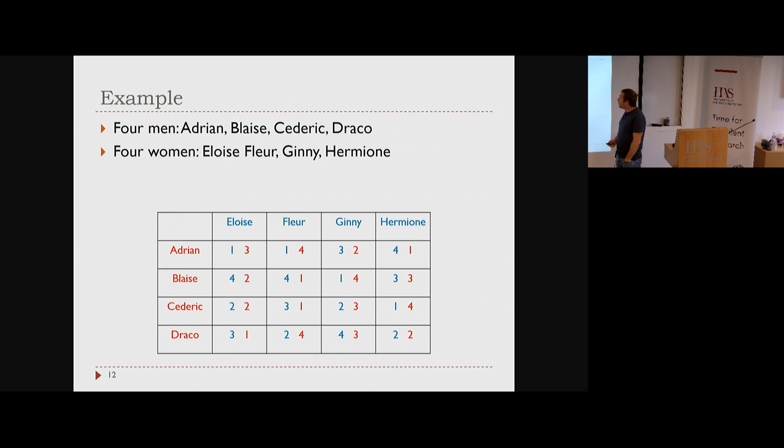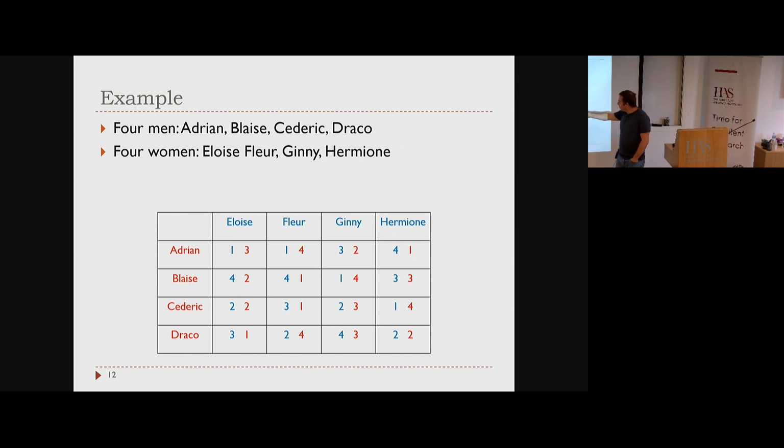So we have 4 men in our example: Adrian, Blaise, Cedric, and Draco. And we have 4 women: Eloise, Fleur, Ginny, and Hermione. It was very difficult to translate yesterday from my Hebrew examples to my English examples. And let me tell you, ChatGPT is no help. So we have 4 men and 4 women. You see A, B, C, D, and E, F, G, H.